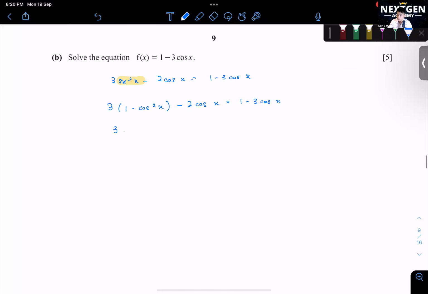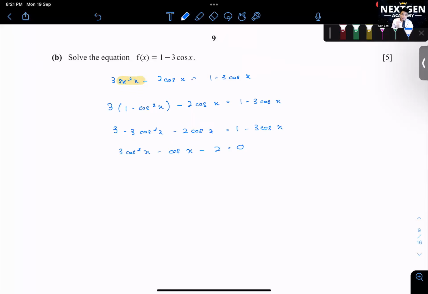Then we'll get this one, 3 minus 3 cos square x minus 2 cos x equals to 1 minus 3 cos x. Rearrange it, 3 cos square x minus cos x minus 2 equals to 0. Okay, you will get a quadratic equation. So until here you get 2 marks.